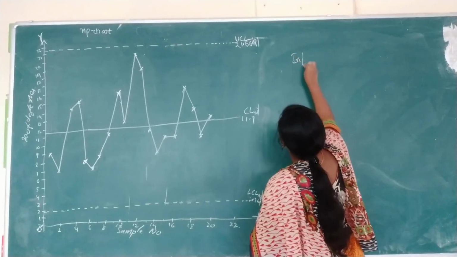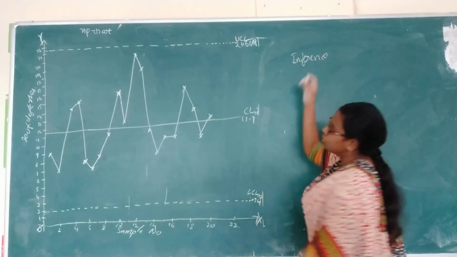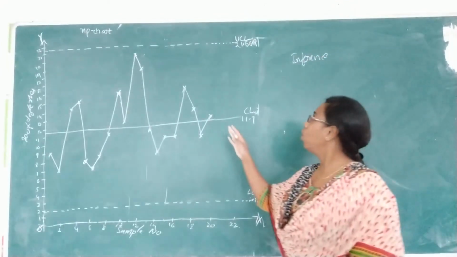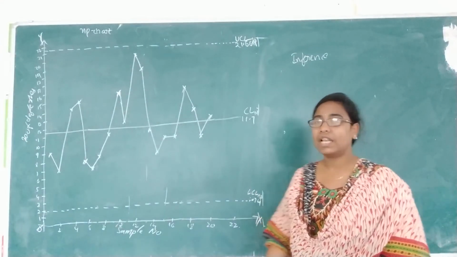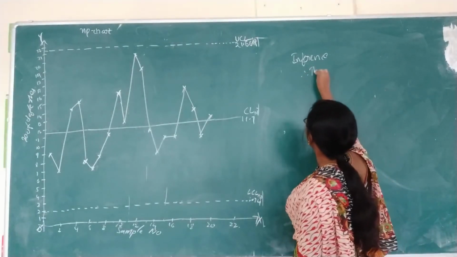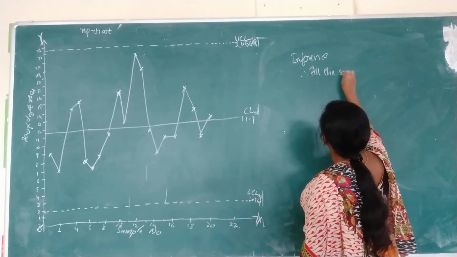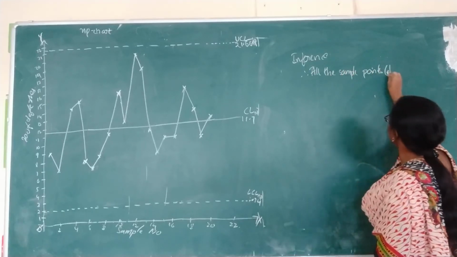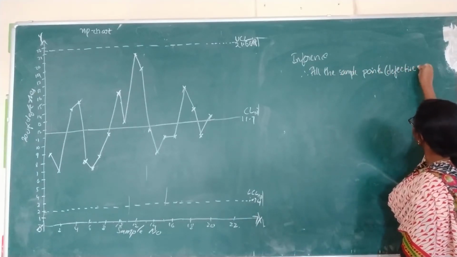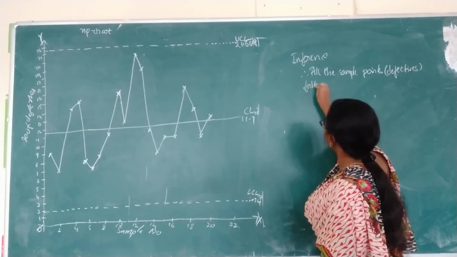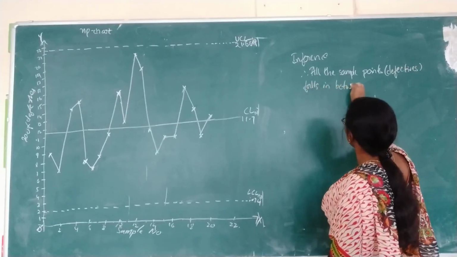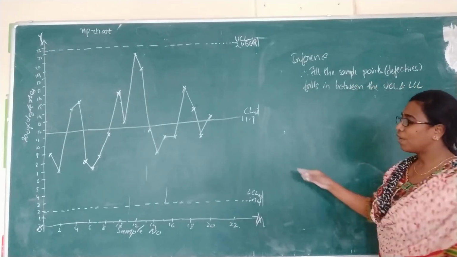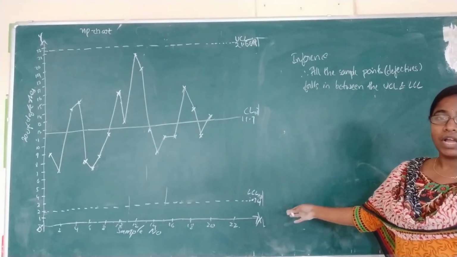So in the inference, do all the points fall below UCL and above LCL? Yes, all the points are below UCL and above LCL. So therefore, all the sample points, that is the defectives, fall in between the UCL and LCL. So no value is going above UCL and no value is going below LCL.